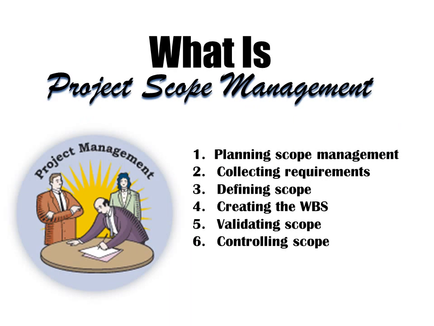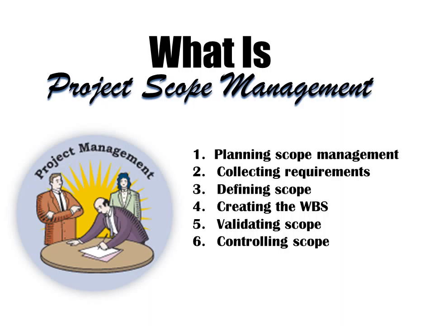Project scope management is the process involved in defining and controlling what work is or is not included in a project. Scope refers to all the work involved in creating the products in a project and the processes used to create them. There are six main processes involved in project scope management.